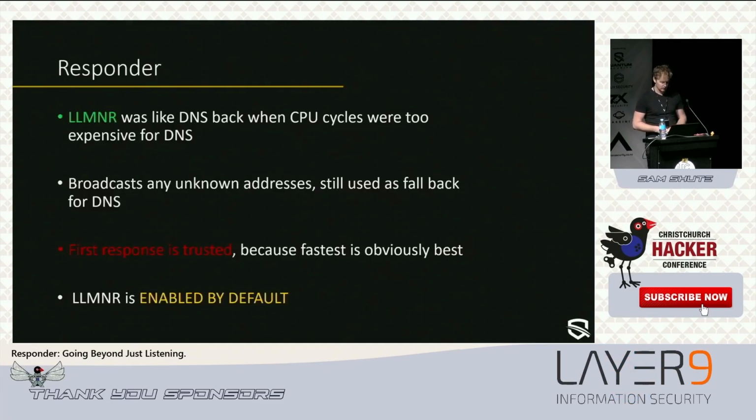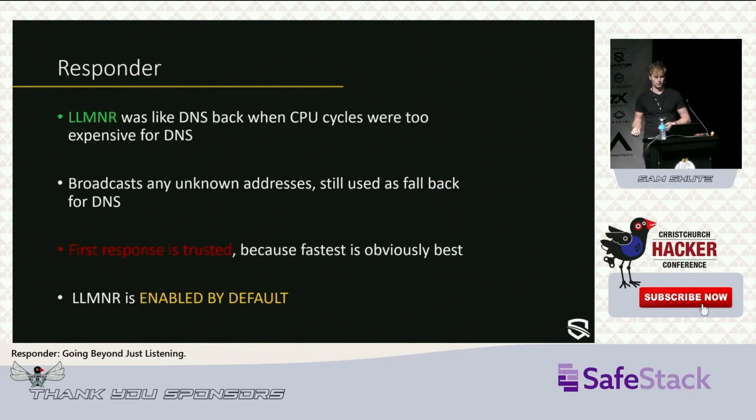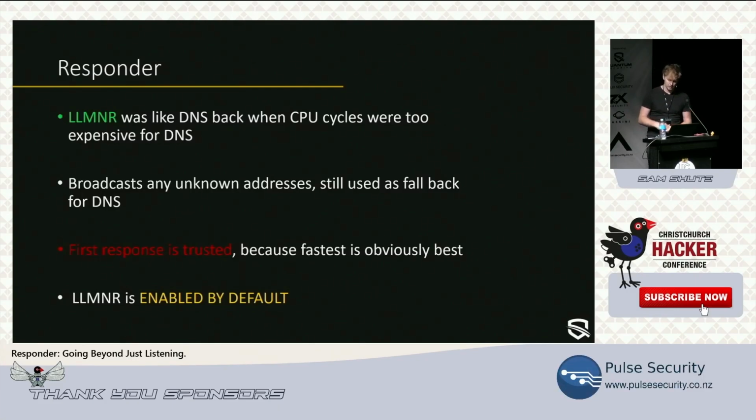So how does that work? When a host is looking for another host on the network, what you'll normally do is send out a DNS request that says, where is the file server? And the DNS server will respond saying, I don't know, I've never seen that before. What happens then is your computer will ping out to everyone and say, does anyone know where the file server is? What Responder does is it pretends to be anything that the user asks for by responding with, yep, that's me, authenticate please. And obviously, because the fastest response is the best, people will just start sending you their hashes.